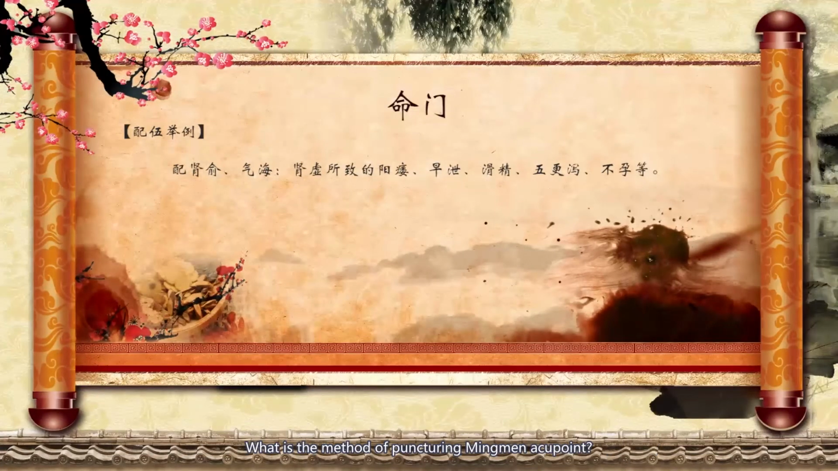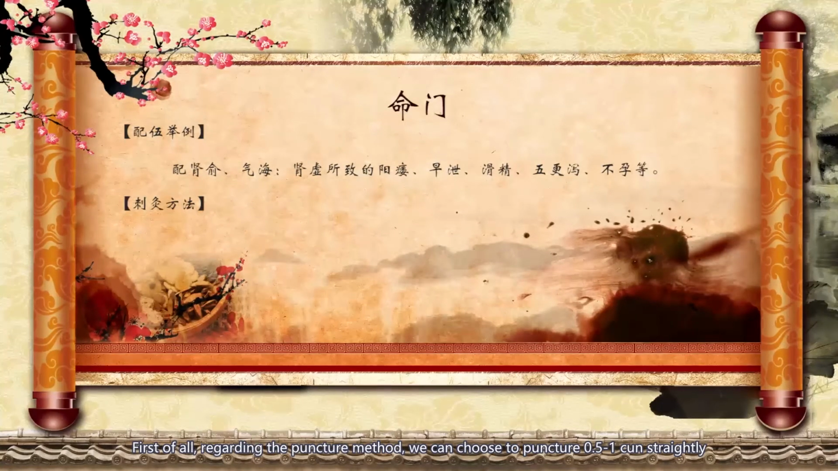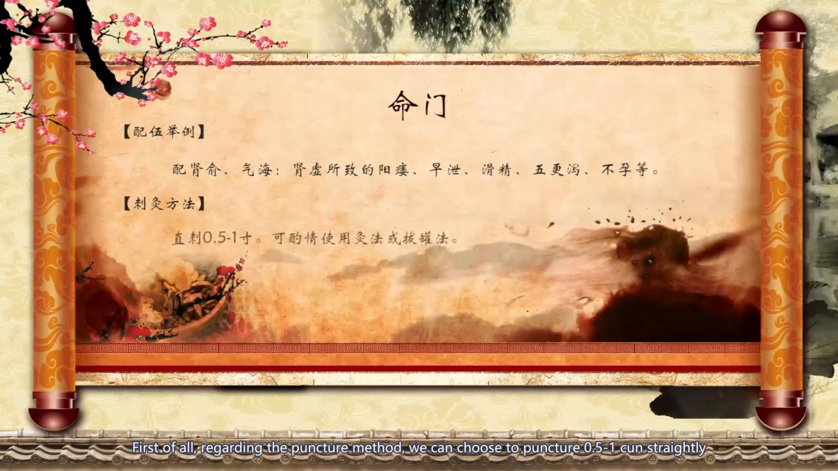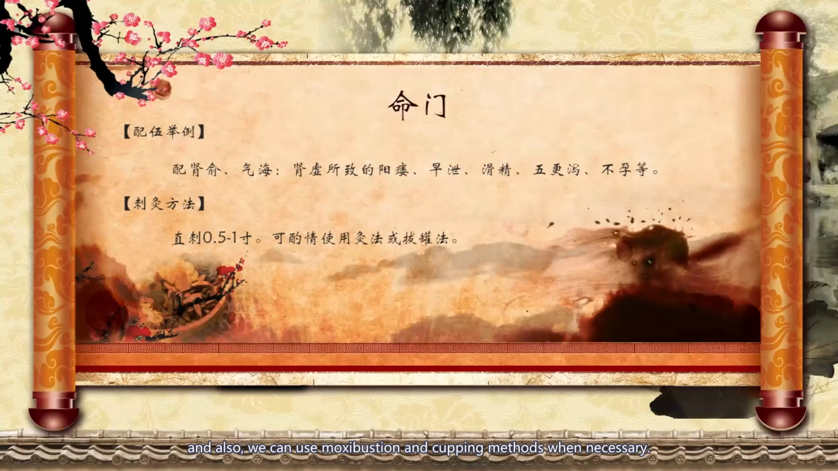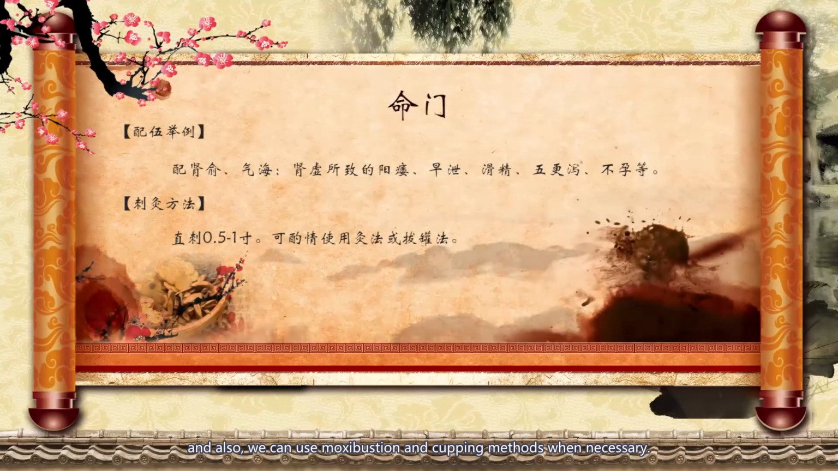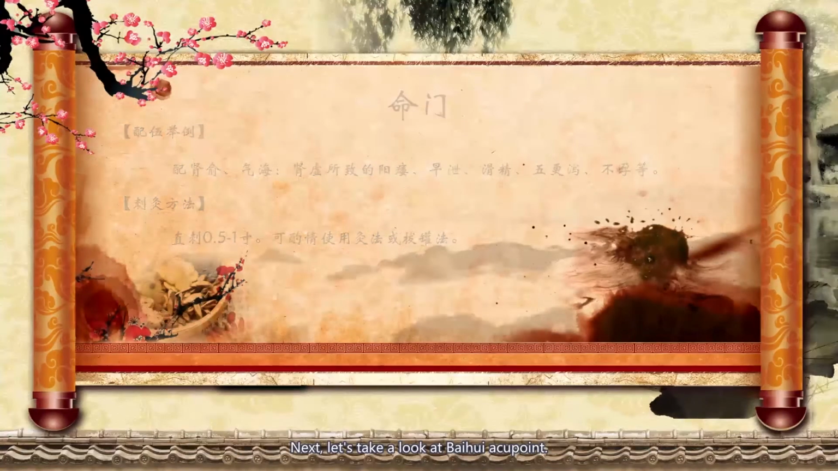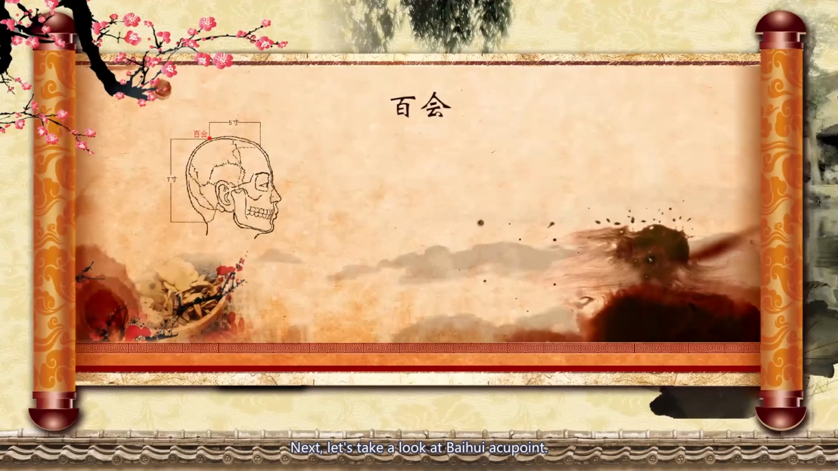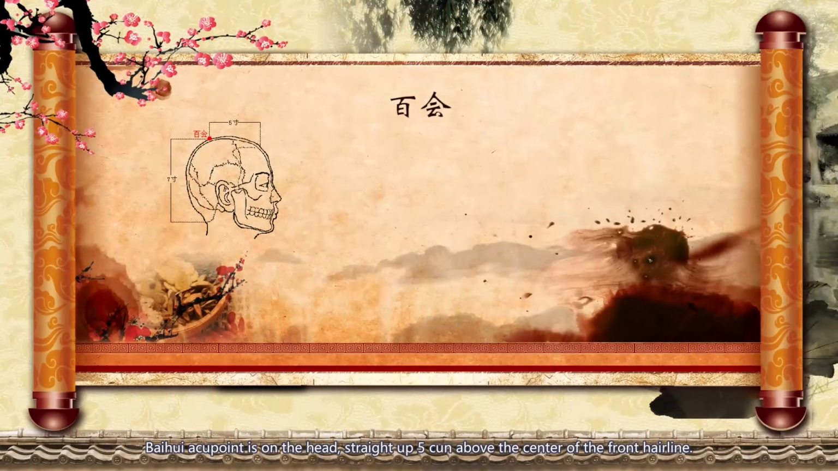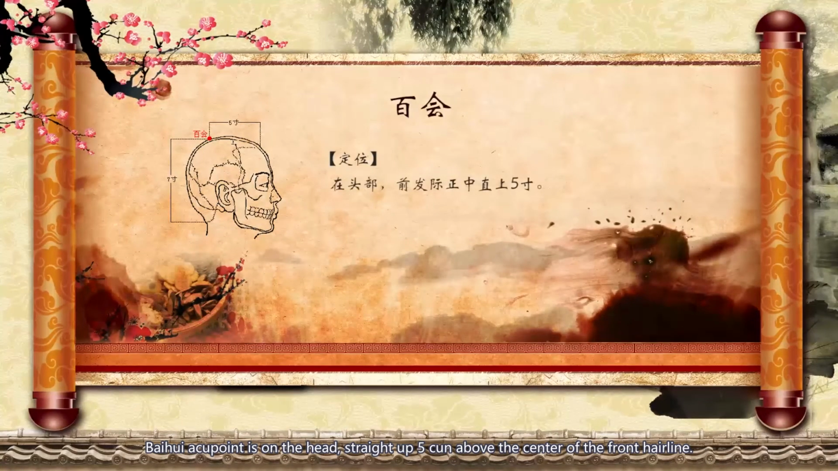What is the method of puncturing the Mingmen acupoint? First of all, regarding the puncture method, we can choose to puncture 0.5 to 1 cun straight, and we can also use moxibustion and cupping methods when necessary. Next, let's take a look at the Baihui acupoint. Baihui acupoint is on the head, straight up 5 cun above the center of the front hairline.